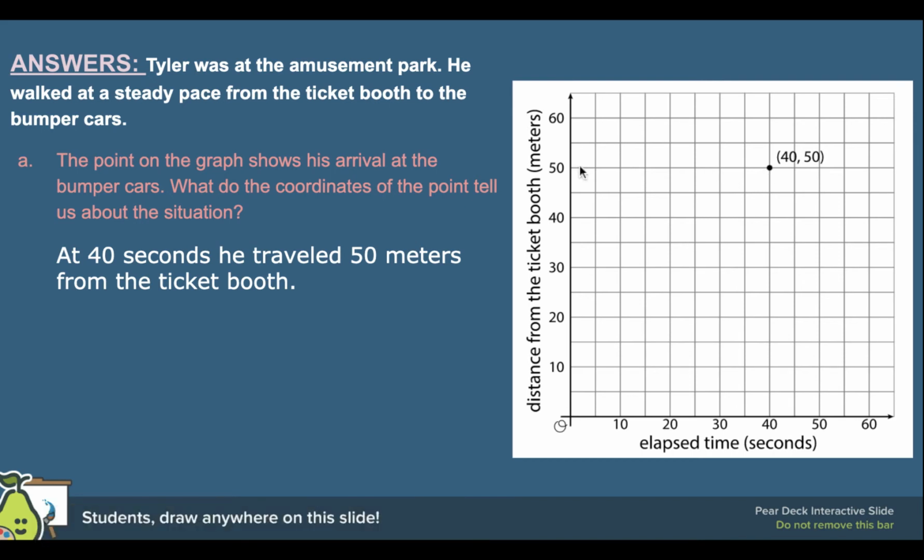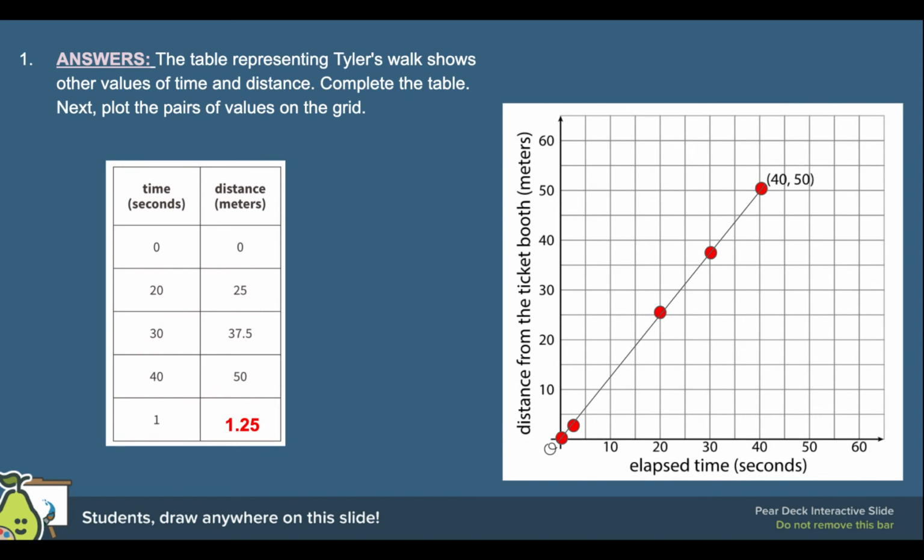So what does this mean in regards to Tyler's situation with the ticket booth? Well, at 40 seconds, he traveled 50 meters from the ticket booth. So once again, in 40 seconds, he traveled 50 meters from the ticket booth. That's what 40 and 50 will represent.